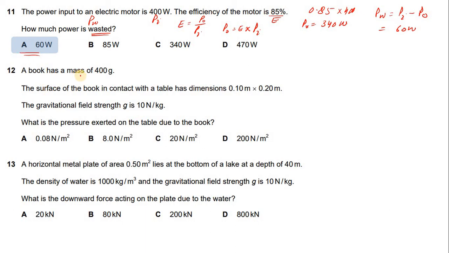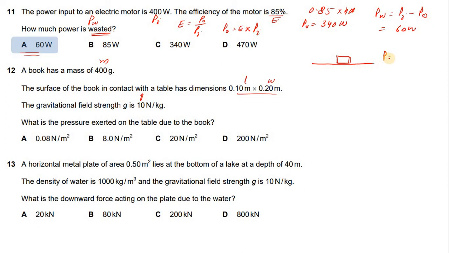Question 12. A book has a mass of 400 gram. The surface of the book in contact with the table has a dimension, this is length, this is width or breadth. The gravitational field strength G is 10. What is the pressure exerted on the table? Again, a typical question. A solid object is placed on a horizontal surface, maybe the ground or a table. So this solid object is applying pressure on the horizontal surface.